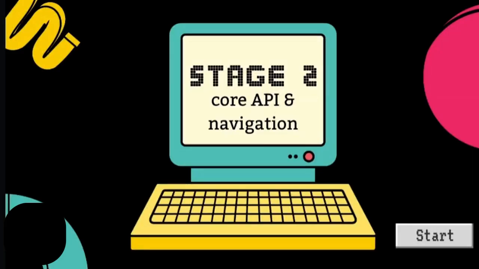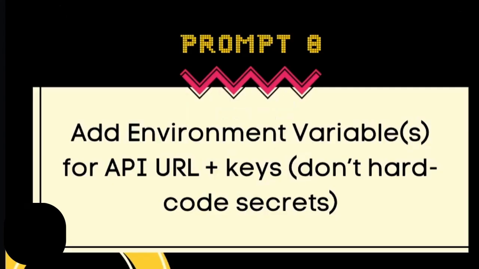Stage 2. So stage 1 was all about setting up the foundation of your project. Stage 2 is about core API and navigation. The next prompt is add your environment variables. And this includes your API URL and keys. Also, any other sensitive credentials that you're going to need in your app, you store them here. This is a secure way to manage sensitive information on your app. It won't make it vulnerable to being discovered by the public.